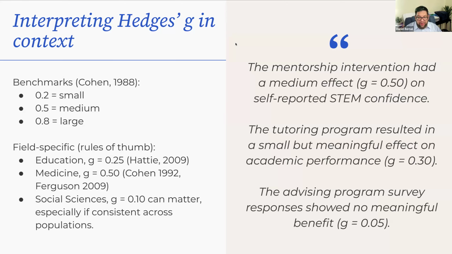If you have a tutoring program and you got 0.3, you could say that's a small but meaningful effect on academic performance that we observed in the data. What happens if you get a really, really small effect size? You can still report that as showing no meaningful benefit. So if you had an advising program survey, a small number is something you can still report because it still means something relative to other studies, other cohorts, other data.